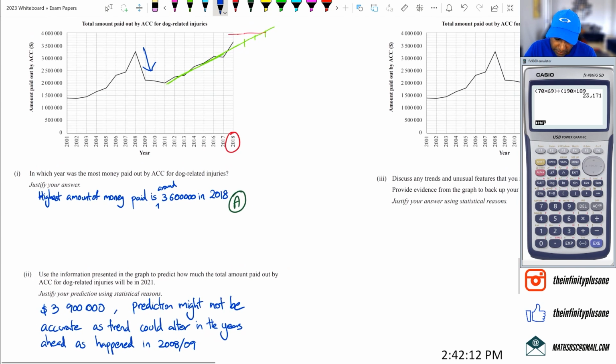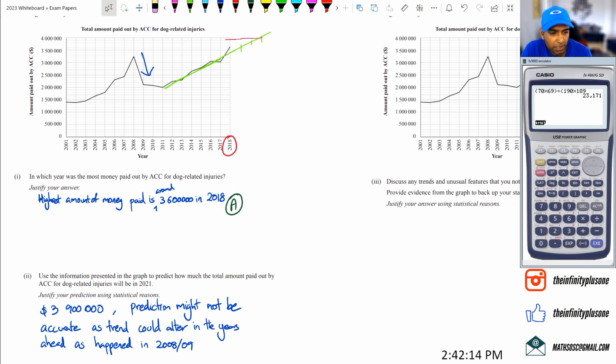So yeah, it's something that I would write down as: prediction might not be accurate because the trend could actually change, pretty much what I explained before, as it happened in 2008 and 2009. What if there's a drop in 2019? Then our prediction could be completely wrong.